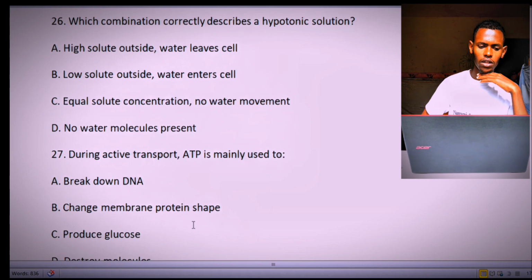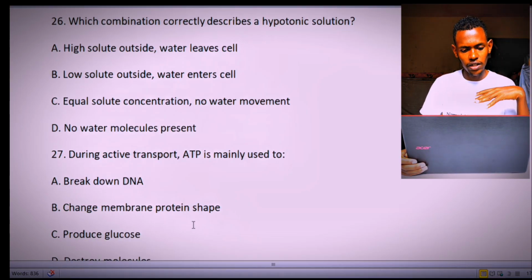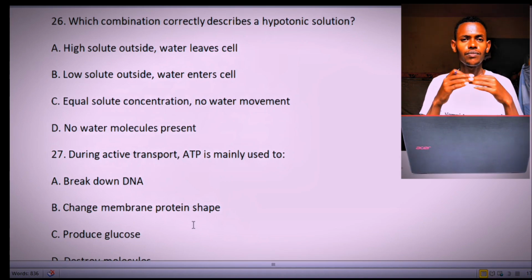Let's go into the 26th question. Which combination correctly describes a hypotonic solution? A. High solute outside, water leaves the cell. B. Low solute outside, water enters the cell. C. Equal solute concentration, no net water movement. D. No water molecules present. It is your turn.